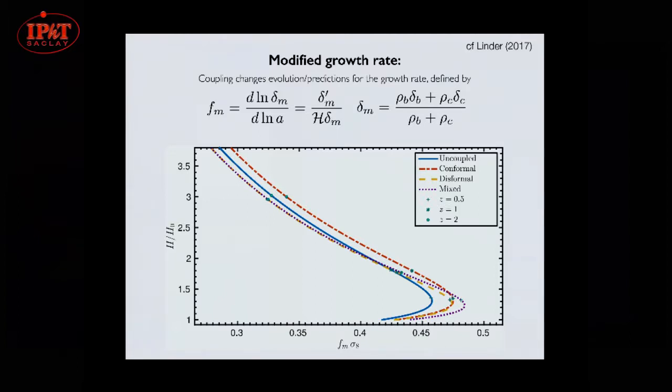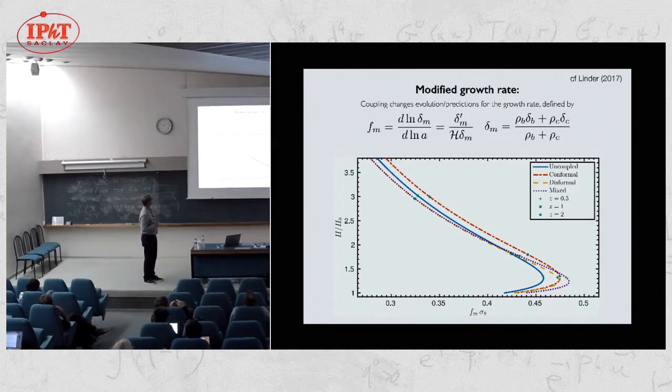Okay, so this plot here shows, and that's based on an idea by Linder, he plots H over H naught versus the growth rate times sigma 8. And here the dots are for different redshift. So these circles here are redshift 2, these stars here redshift 1, and these crosses here redshift 0.5. So the idea of Linder is to say, okay, if we take this plot and we just follow H of z as a function of f times sigma 8, these turning points could actually help us to distinguish between different types of modified gravity theories.